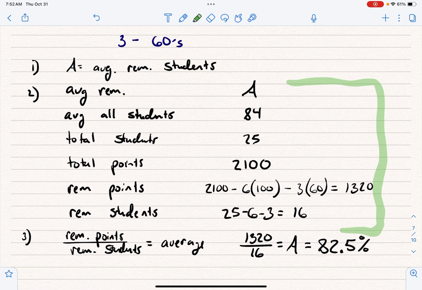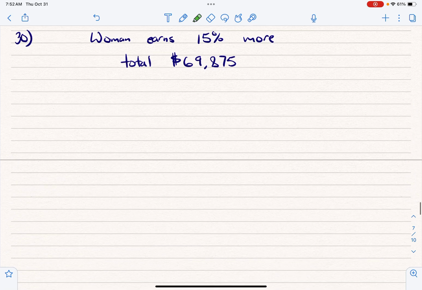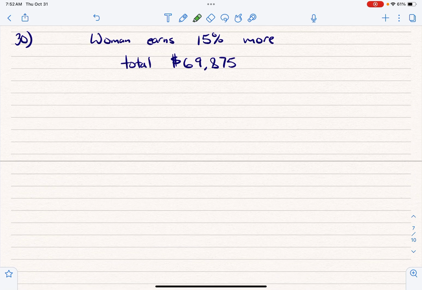So that way, even on the complicated ones, you can set up the model and it'll work. All right, let's try the next one. Next one is number 30 on the same page, page 117. And the problem says a woman earns 15% more than her husband. Together, they make $69,875 per year. What is the husband's annual salary?